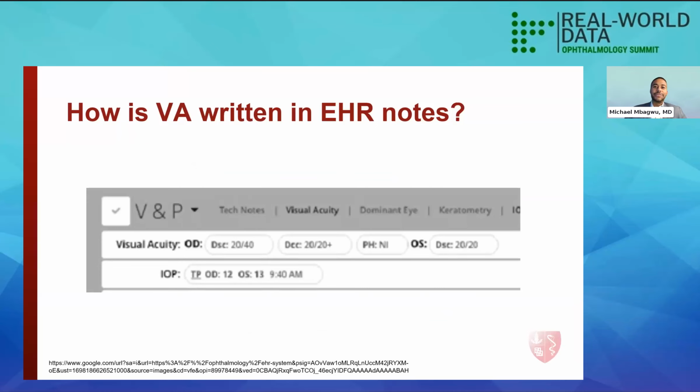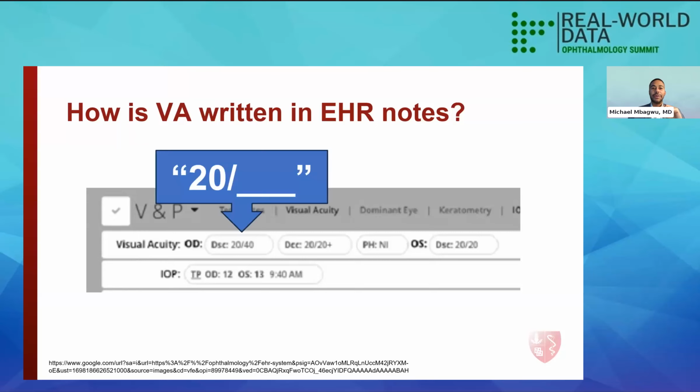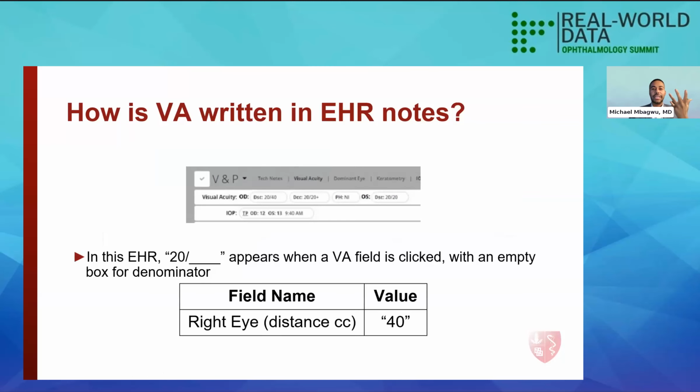So how is visual acuity written in EHR notes? Here's another version of an EHR. This is a different vendor. If you were to click one of those buttons, you would get a radio button that looks like this: 20-blank, and then you fill that in.